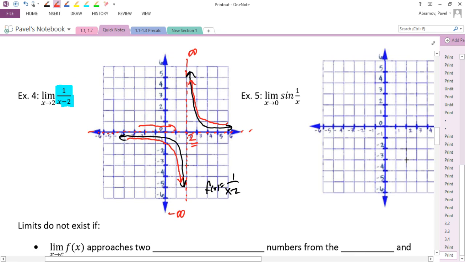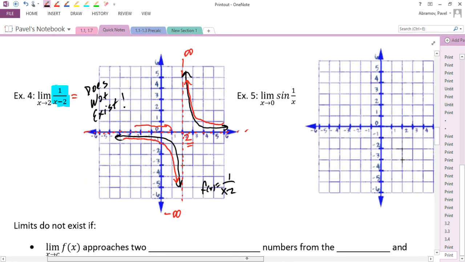In other words, I'm going in two different directions. So I'm not squeezing in on a particular y value. Therefore, this limit does not exist. Not good at writing this, I guess. Does not exist.